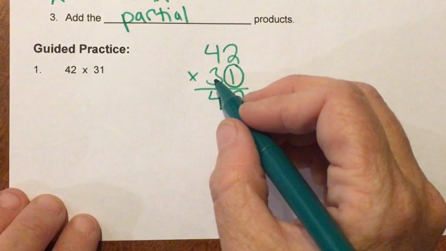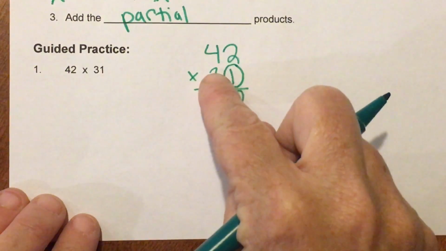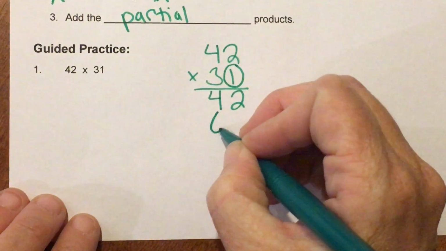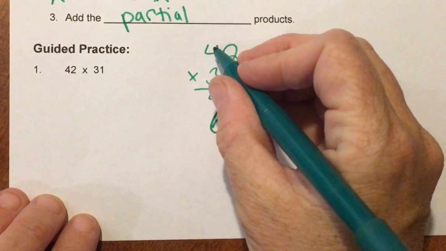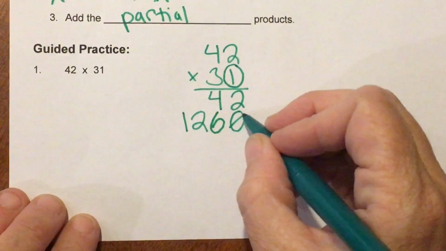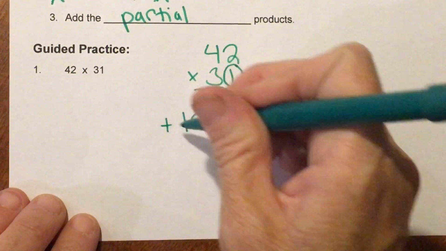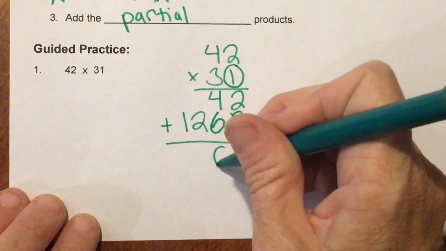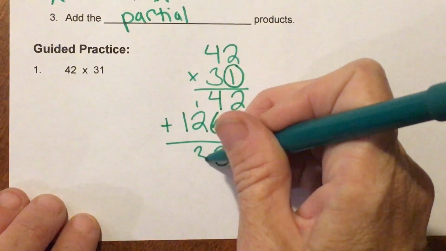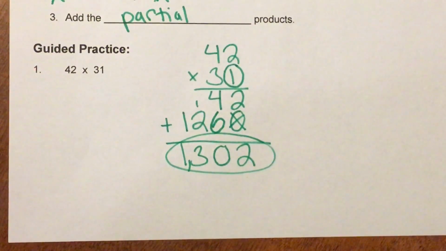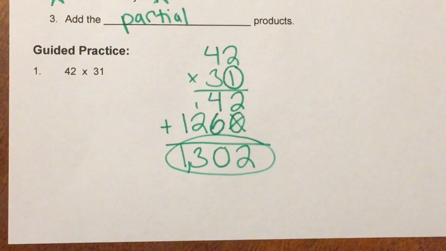So now I go to my 3. Remember, when I multiply with the 3, the answer has to go under the 3. So now I have 3 times 2 is 6. And 3 times 4 is 12. And this empty space we can fill in with a placeholder. So I'm getting 2, 4 plus 6 is 10. 1 plus 2 is 3. I'm getting 1,302.